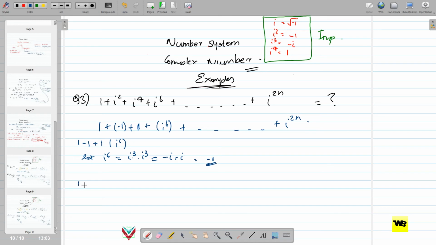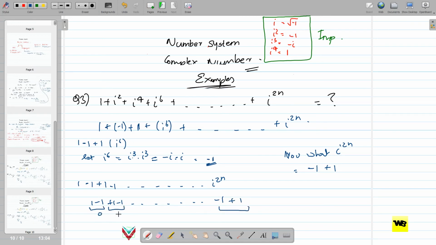So we can write 1 minus 1 plus 1 minus 1, and this continues till i raised to 2n. Now what is i raised to 2n? It can be denoted as minus 1 plus 1. So here it will come as 1 minus 1 plus 1 minus 1 and continues with minus 1 plus 1. So we can see that it is getting cancelled, it is coming 0. So the answer is 0.